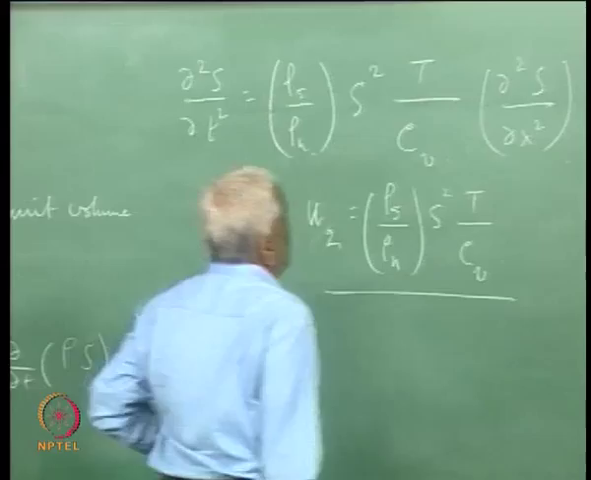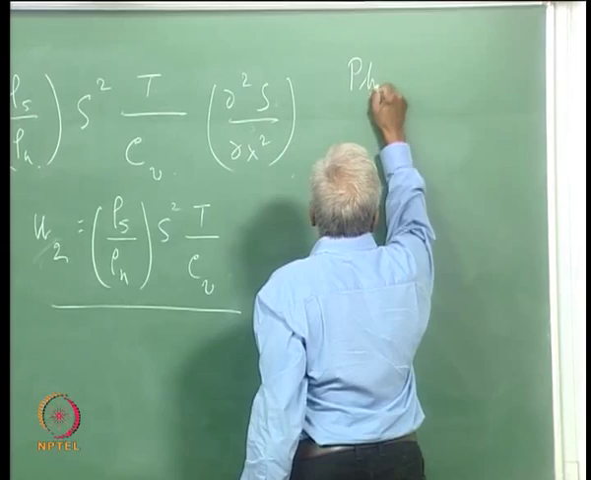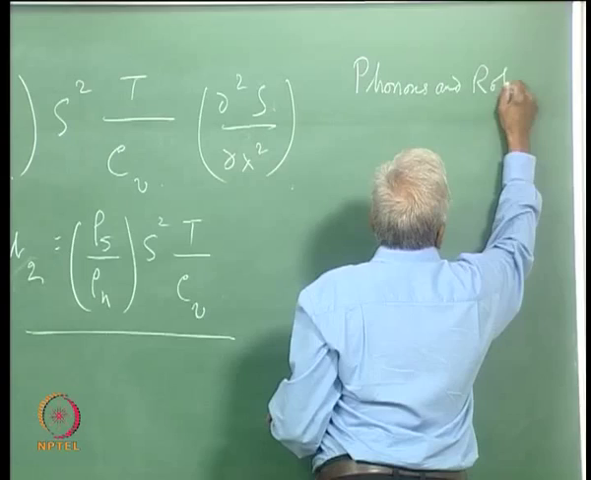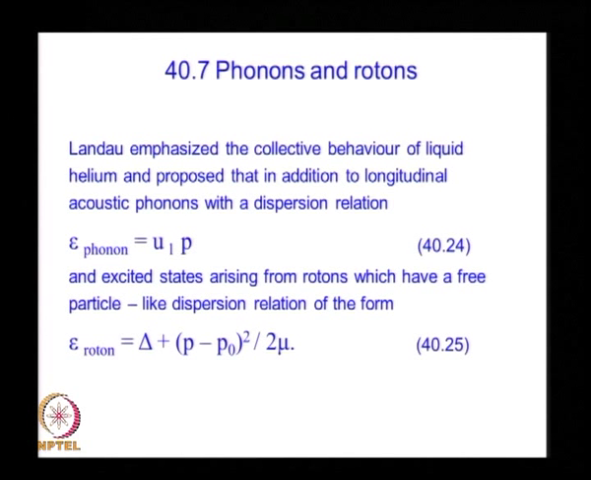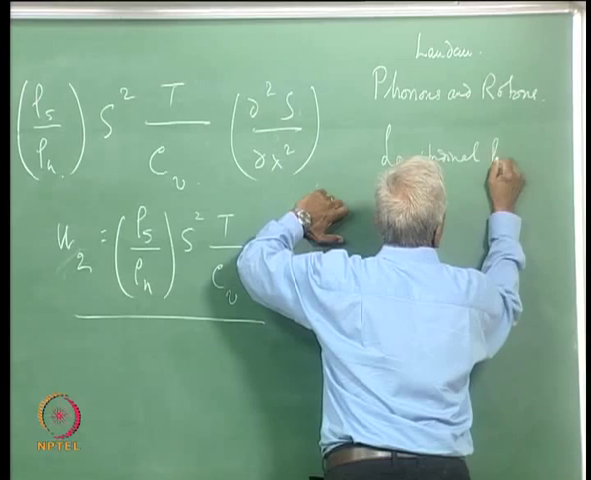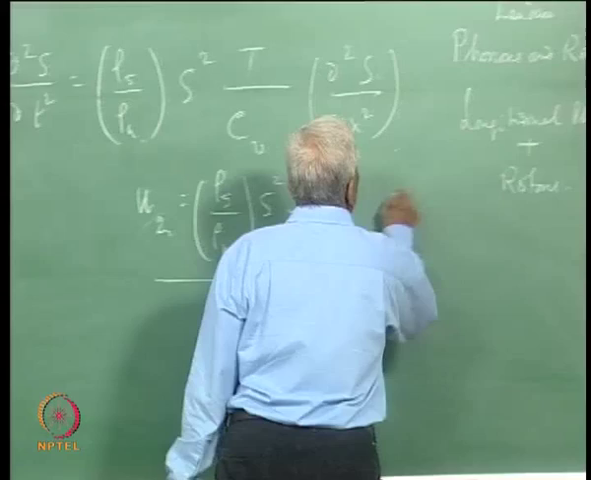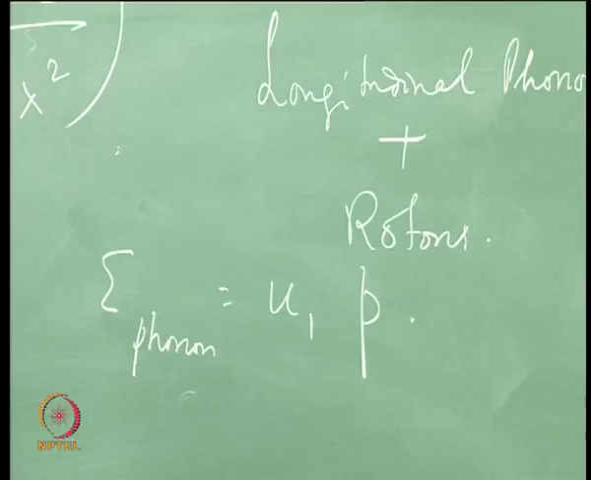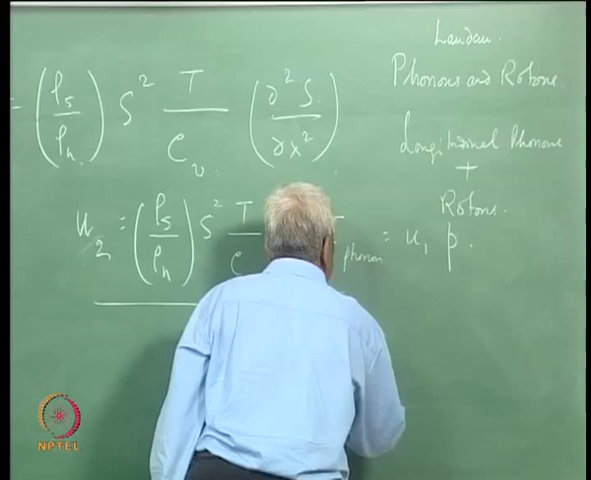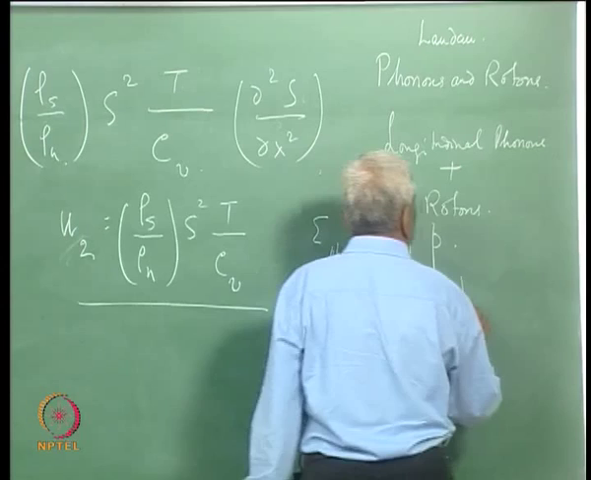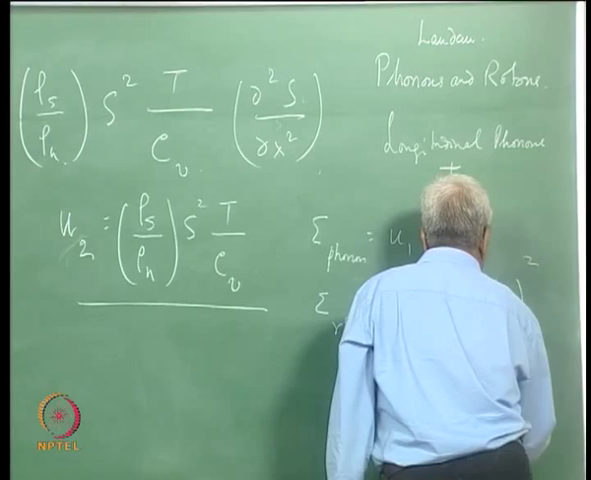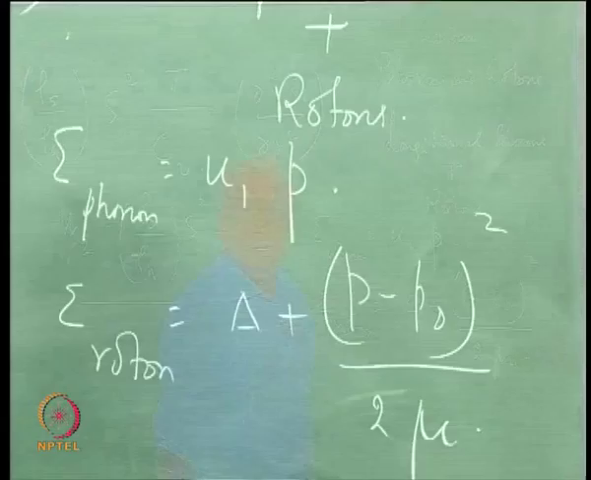Now, in contrast to this two-fluid model, Landau emphasized the collective aspect, and he said that in addition to longitudinal phonons, there are also excitations called rotons. The longitudinal phonons have the dispersion relationship, the energy-momentum relationship, whereas the rotons have the relationship; it is a particle-like excitation with an energy gap delta.